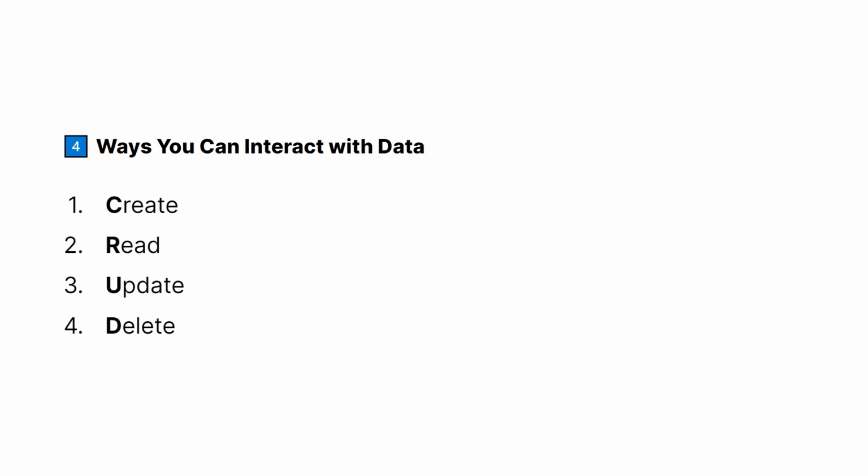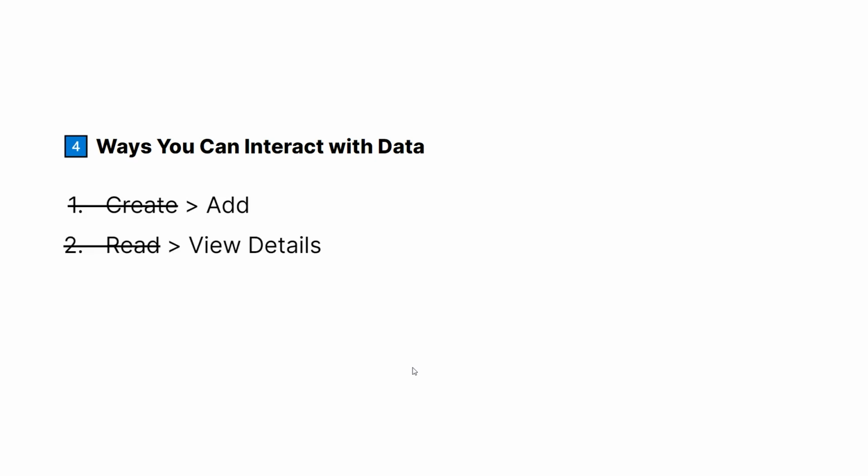Now, with that said, Glide calls these something a little bit different. Instead of create, Glide uses the term add. Instead of reading, Glide uses the term view details. Instead of update, Glide uses the term edit. And they share the term deleting because that's pretty straightforward.